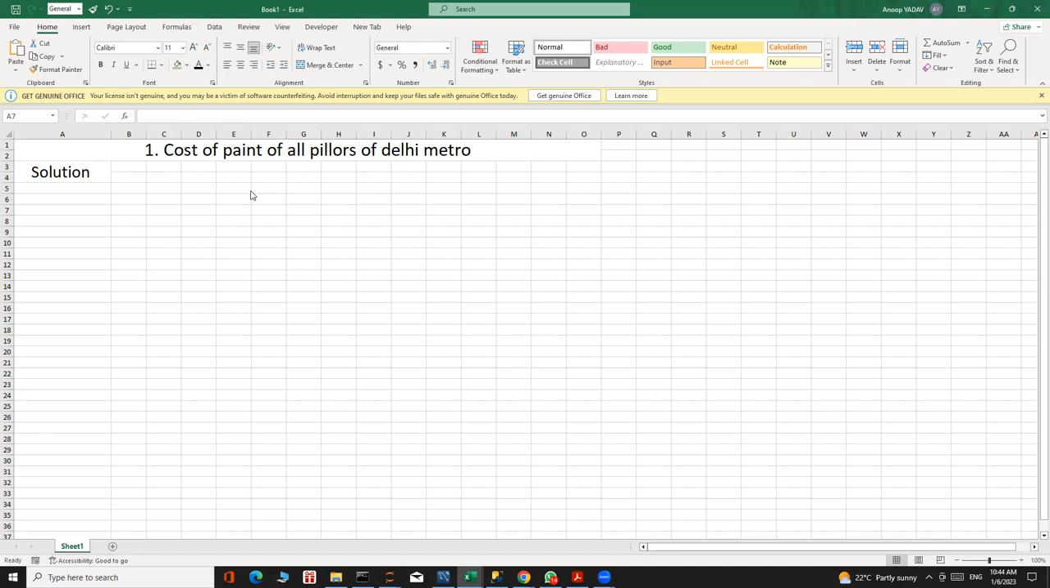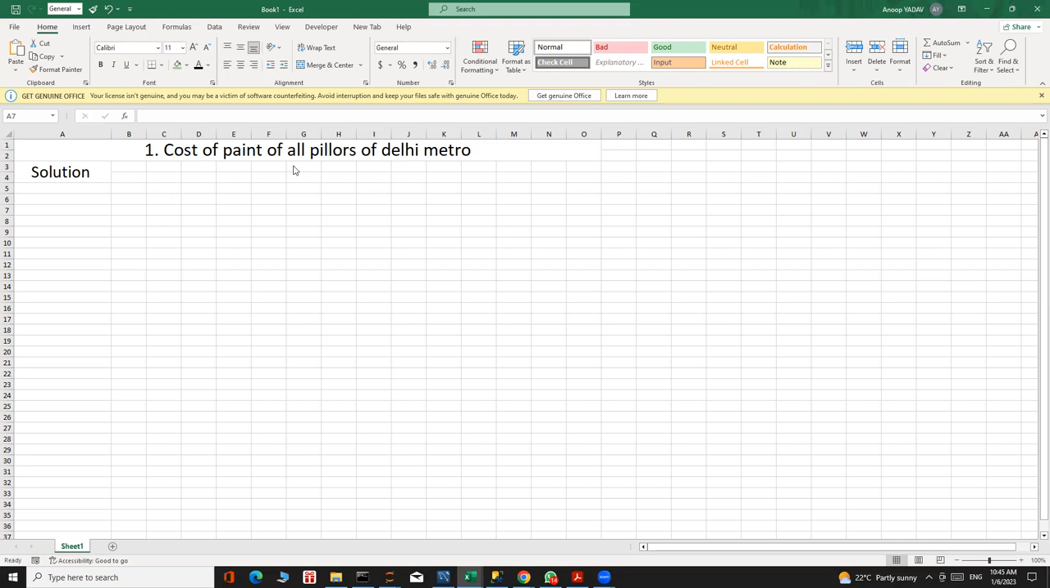For this problem, what do we require? First, we require the number of pillars in Delhi Metro. If we have the number of pillars in Delhi Metro, then we can easily solve it. And for it, we need to visualize how many metro lines there are, and how a metro line looks. A line starts from a station and ends at another. Along with that, there are many turns and splits also. Some lines are underground, some are on ground, and some are above the ground.